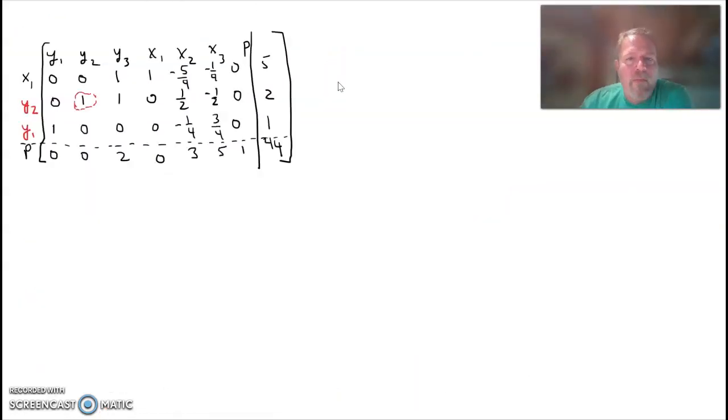So no more negatives in the bottom, so we're done. But remember, the dual method, you read from top to bottom: X sub 1, X sub 2, and X sub 3. X sub 1 is 0, X sub 2 is 3, X sub 3 is 5, and the minimizing is 44. Verify it with the original minimizing equation. You'll see that's right. Good job.